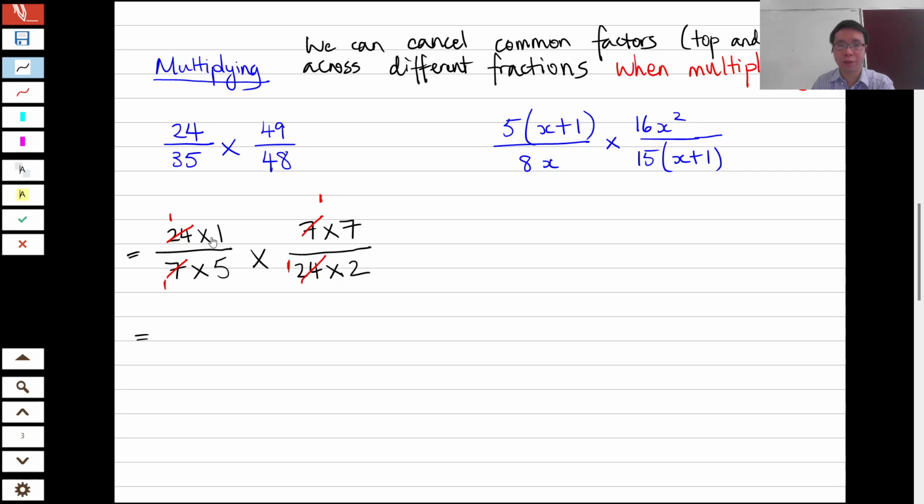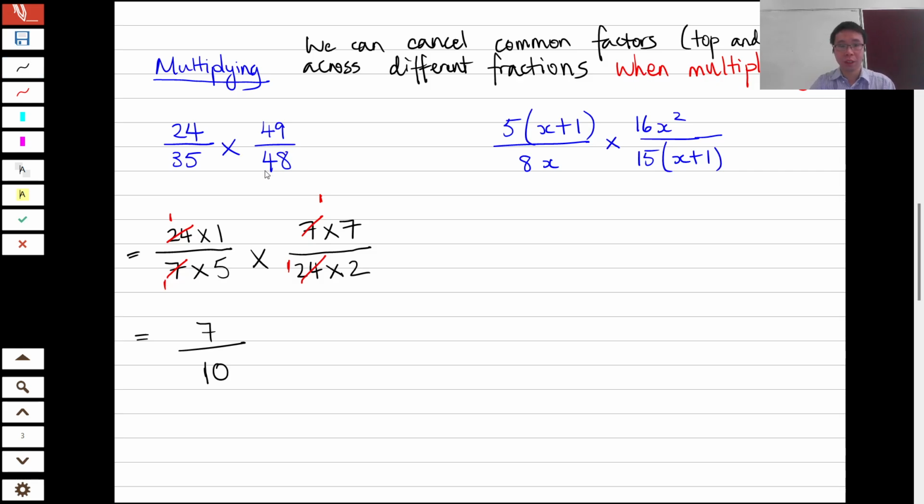Okay, so now I have a situation where I've only got 1 times 1 times 1 times 7 on top. And on the bottom, I've got 1 times 5 times 1 times 2, which gives me 10. Do you see how easy that was? I didn't need to do 24 times 49 and then 35 times 48, get these massive numbers and then try to cancel them, because that would have been a nightmare. If you see a common factor, you want to cancel it before you attempt to multiply fractions.